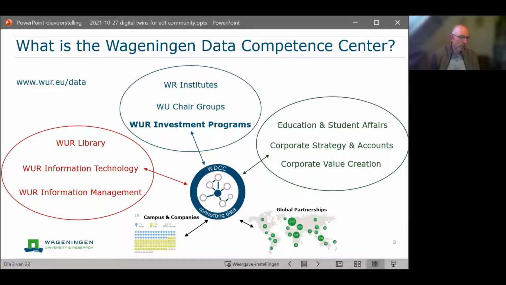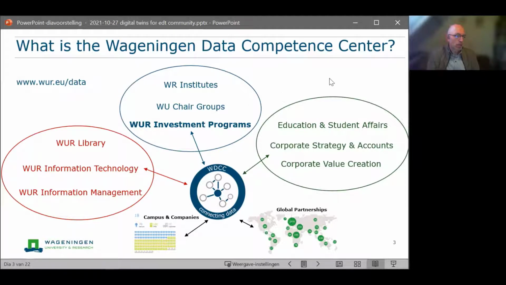The Wageningen Data Competence Center is shown in the middle. It's a very small team. 8 people are more or less directly connected to it. And our job is to connect to the institutes of Wageningen, to the chair groups, to the investment programs, like I will be talking about this evening. Also to the staff departments for education, for strategy, and for value creation, and to the staff departments in library, information technology, and information management, because we believe that to develop our research and education competences, we need the support of strategy, we need the support of information technology.